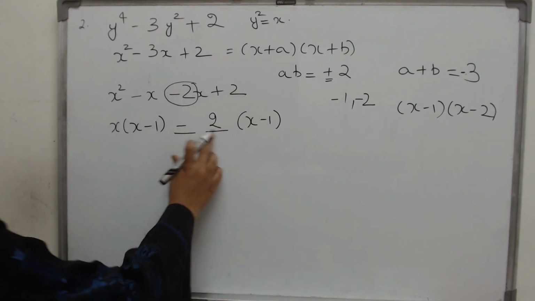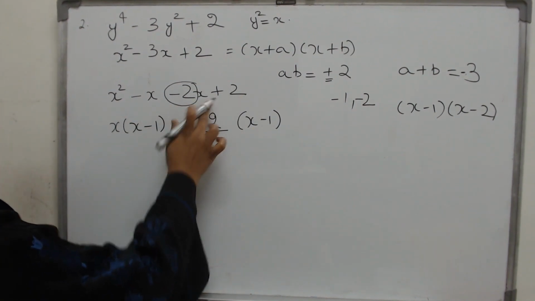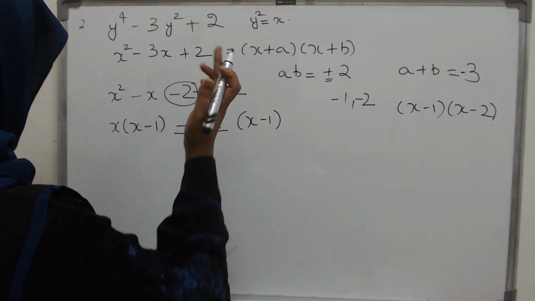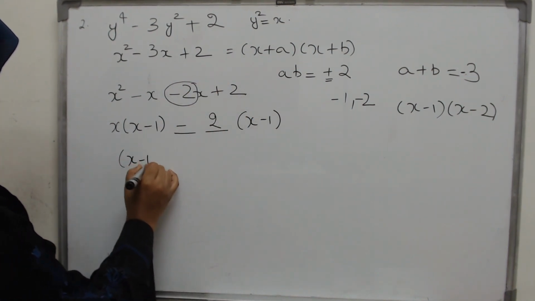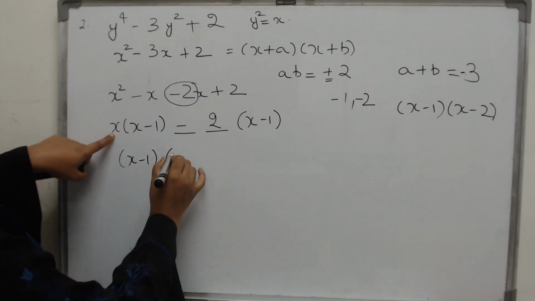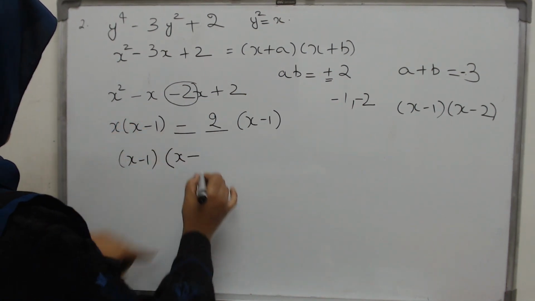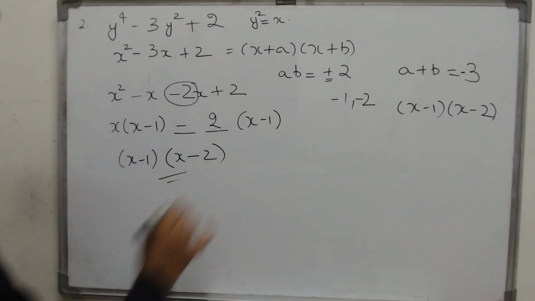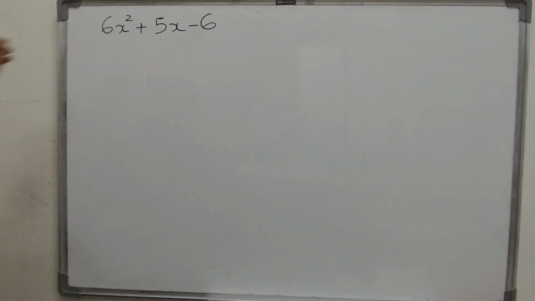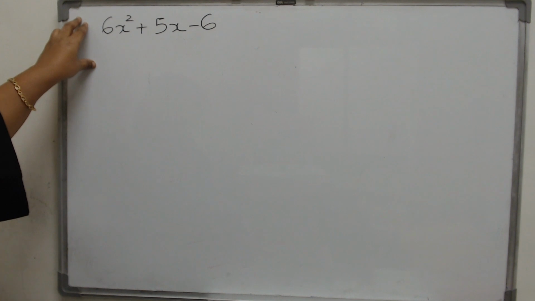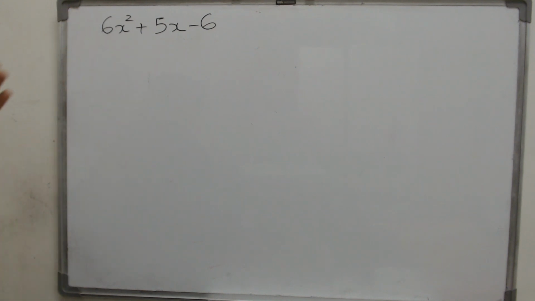Now see, minus 2 into x, minus 2x. Minus 2 into minus 1, 2. There you have. So x minus 1 is common. So what is left here? X. What sign do you have here? Minus. What number do you have here? 2. This is your answer. Now let us see a slight variation from the questions that we have been so far doing.